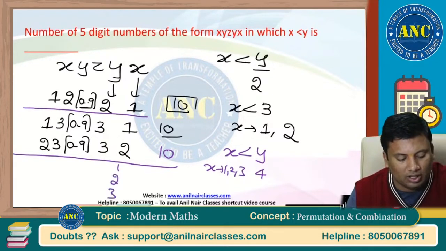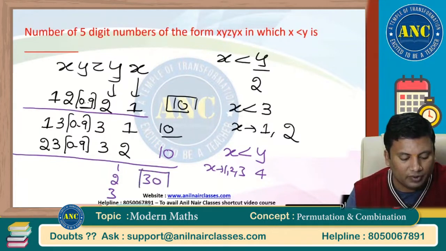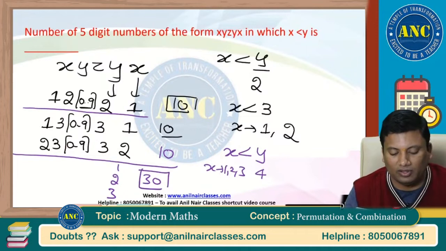1, 2, 3. Again 10, 10, 10. 30 cases I will get. Are you all with me, right, sir?